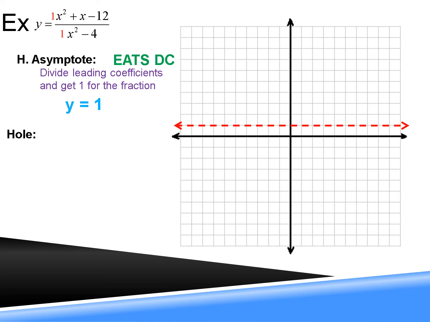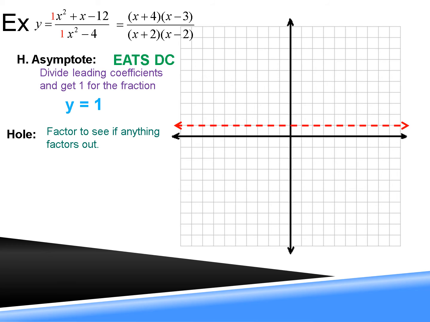Well, to determine a hole, we have to factor top and bottom. So in the top, what two numbers multiply to make -12, then add to make +1? And that's -3 and 4. Now on the bottom, that's a difference of 2 squares. So that's going to be an x plus 2 and an x minus 2. So x plus 4 times x minus 3 over x plus 2 times x minus 2.